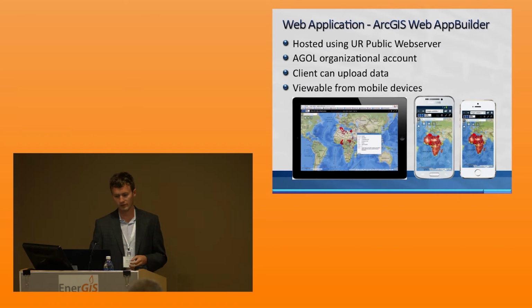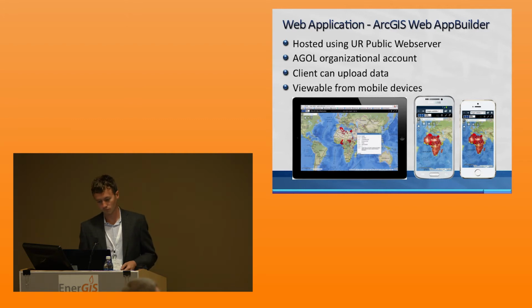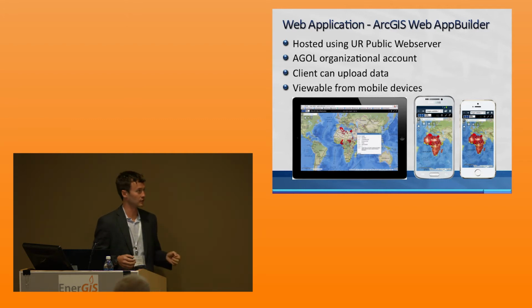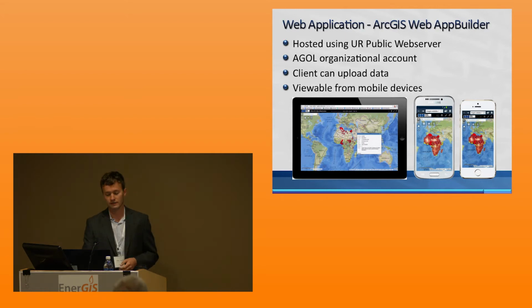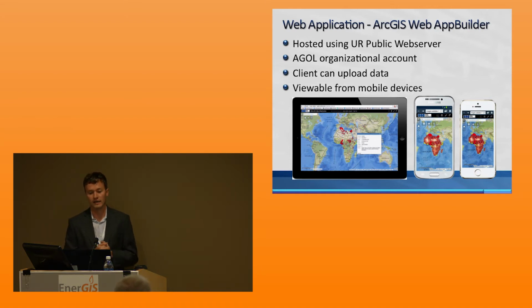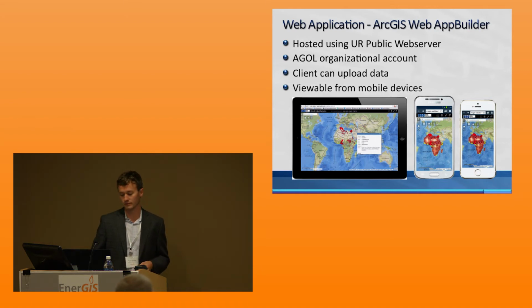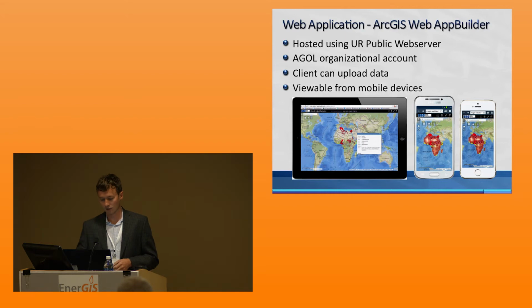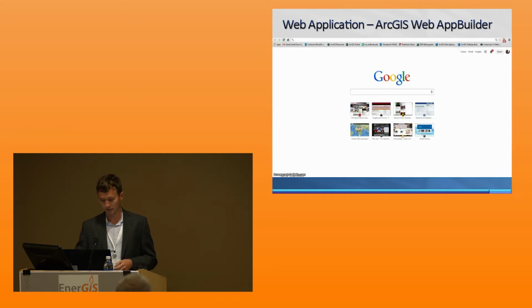I want to talk to you briefly about the web application using the ArcGIS Web AppBuilder beta from Esri. It's hosted using a University of Redlands public web server and an ArcGIS Online organizational account. Again, the client is able to upload their own data, and it's viewable from mobile devices such as iPads, Androids, and iOS devices such as iPhones. Let's take a quick look at the application in action.